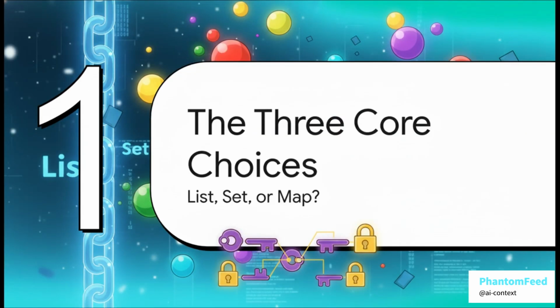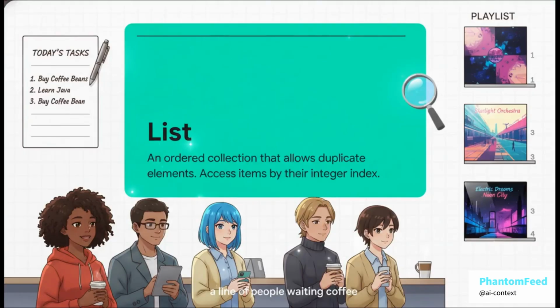Okay, this is it. This is the first and honestly the most critical decision you have to make. Getting this part right saves you from massive headaches down the road. So what are you dealing with? A list, a set, or a map? Let's break them down. First up, we've got the list.